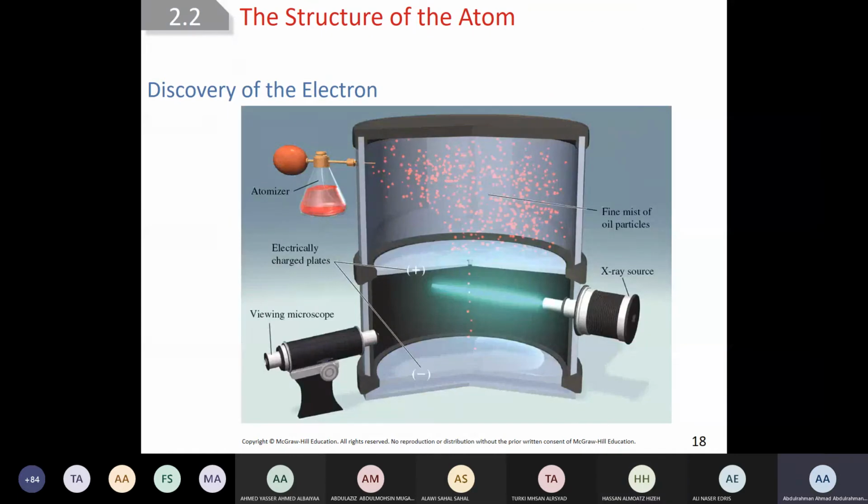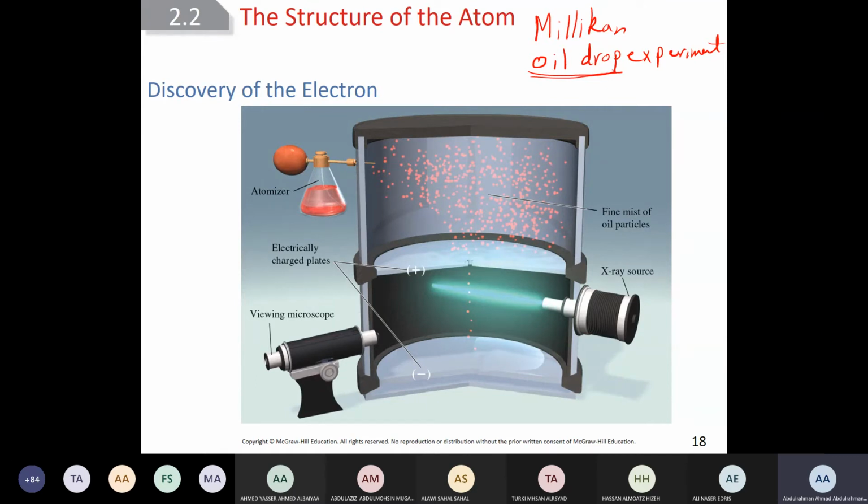Please. Next, another experiment. You must memorize the name. The scientist called Millikan. Millikan. You must memorize. What's the name of this experiment? It's called oil drop experiment. Oil drop. You must memorize the name. Oil drop experiment.